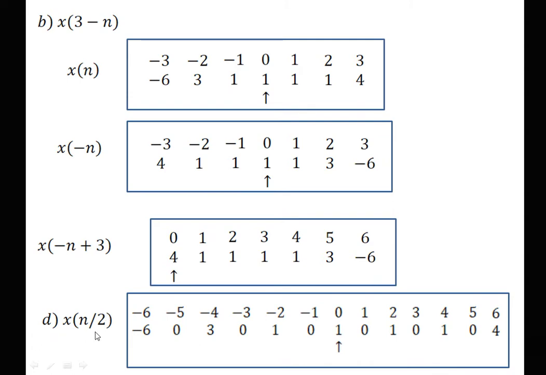Next is x of n by 2, that is the upscaling of the signal. So here we are required to add the 0 samples. So we are keeping the original 0 as it is. After that we add no sample, that is 0, at location 1. At the next location we take from here, that is 1. Again we will add the 0. So at the odd positions we add the 0 values, and at the even positions we take the values from the original signal.